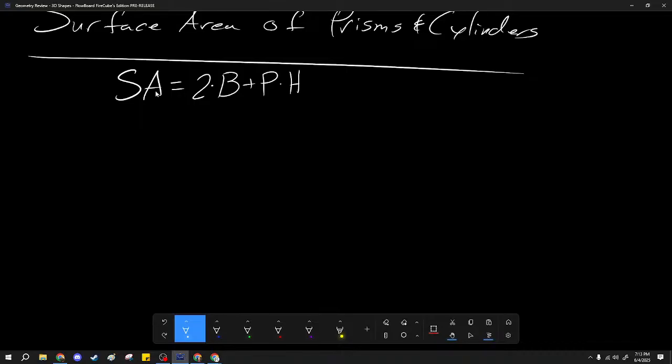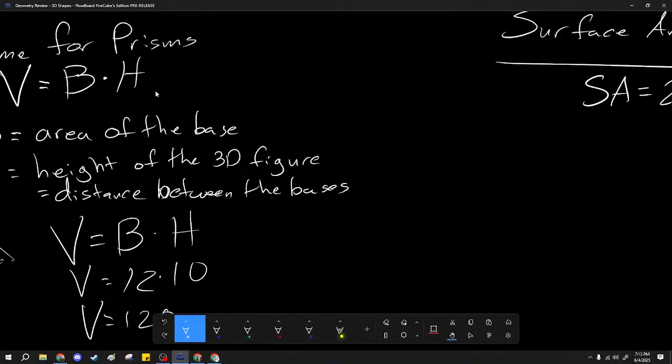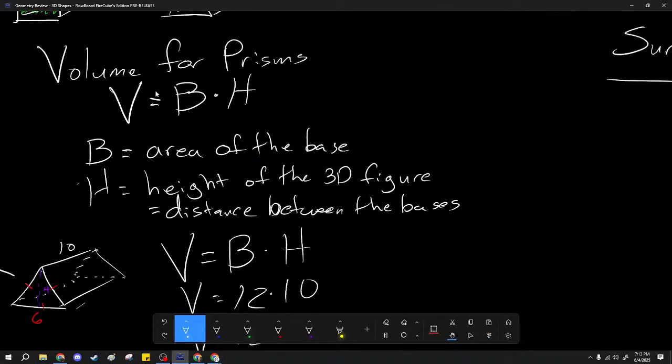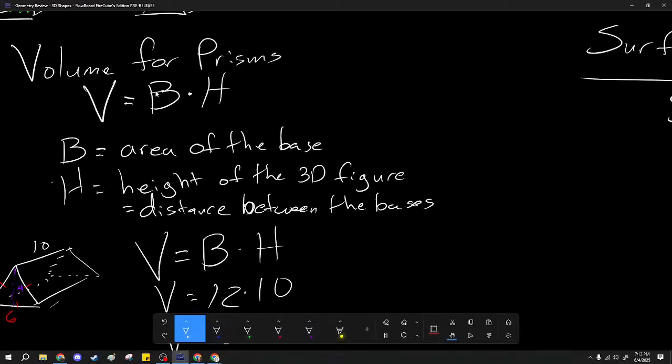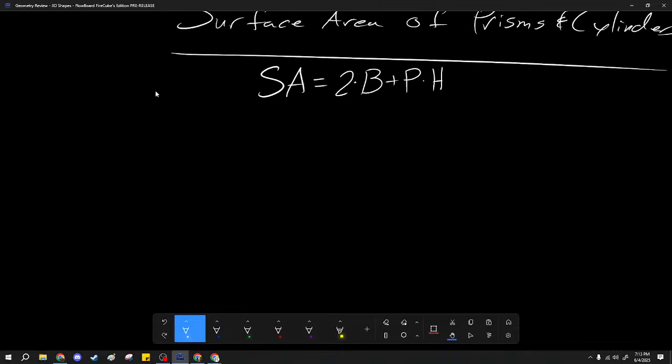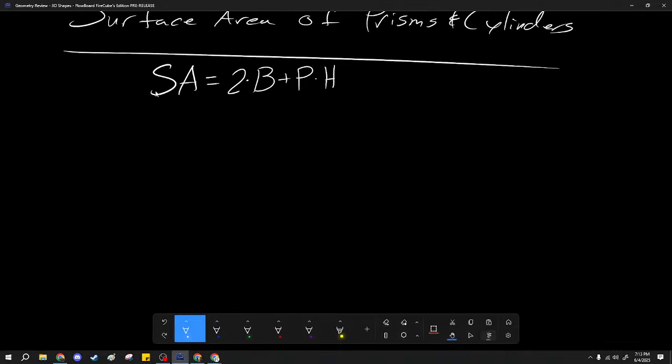We already know capital B. Capital B is the area of the base. That will be the same thing as this capital B. That's why I'm trying to be consistent here. Capital H we already know. It's the height of the 3D shape, and if it has 2 bases, it's the distance between those bases. The only one I haven't described yet is capital P. Well, what does capital P mean? Capital P is perimeter, which is the distance around a shape.